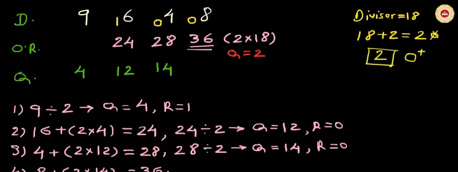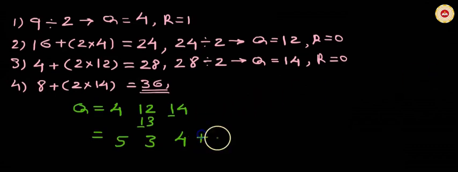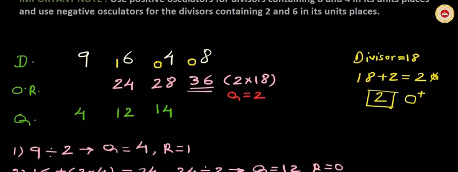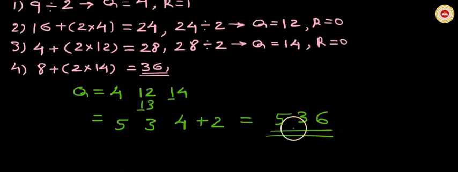Now add 2 to this quotient 534. Let us add, which gives us 536. So 536 is the final answer. So friends, the given number 9648 divided by divisor 18 is equal to 536. So I hope that you have understood the osculation process for even divisors using a positive osculator. So let us solve the next example.